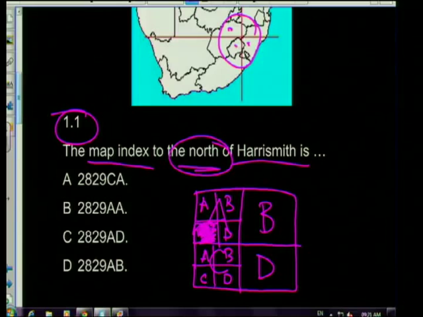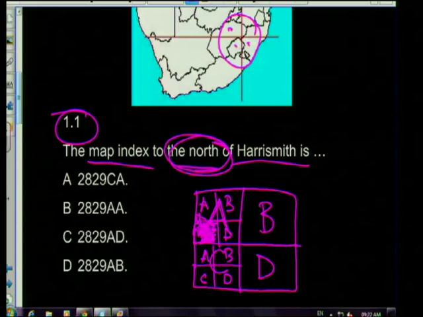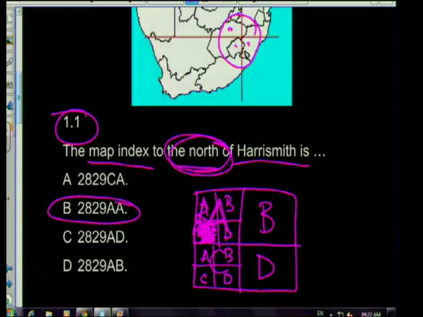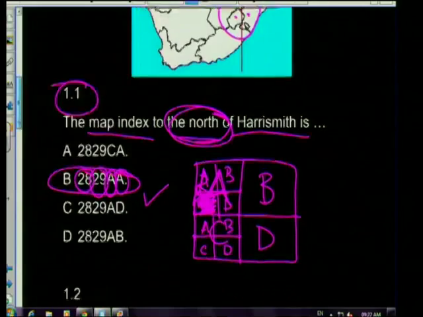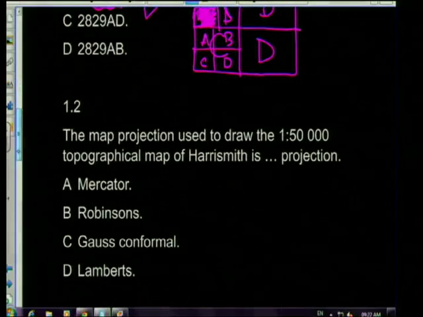In this question, we are asked the map to the north. Immediately, you can conclude that the map code is big block A, small block A. When we look at our options, AA is given as B. So the correct answer for the map index to the north of Harry Smith is 28 latitude, 29 longitude, A big block, A small block. Well done, guys. We're off to a great start. Let's look at the next question.